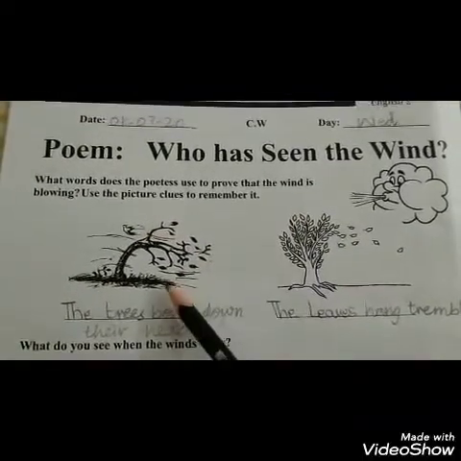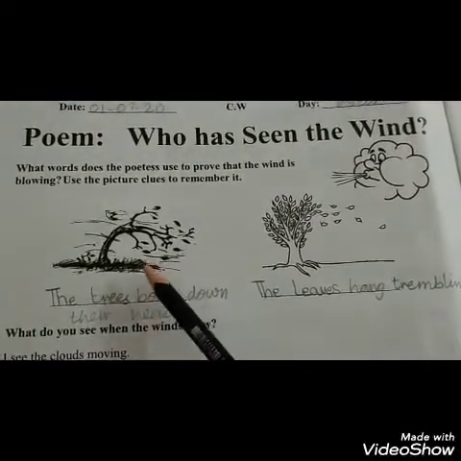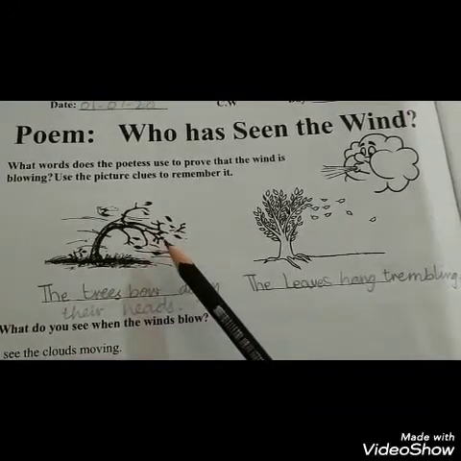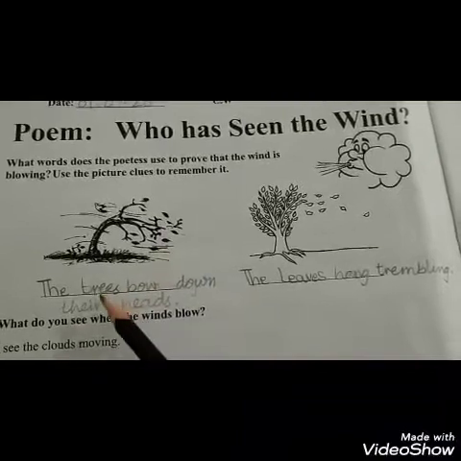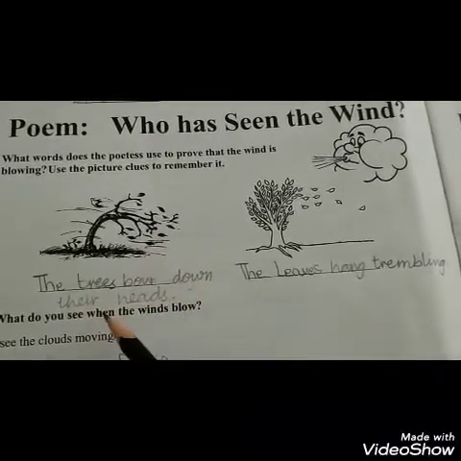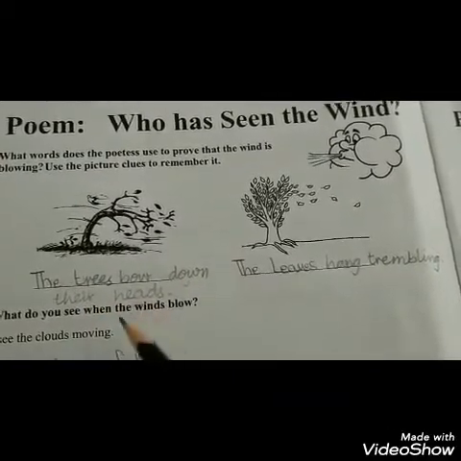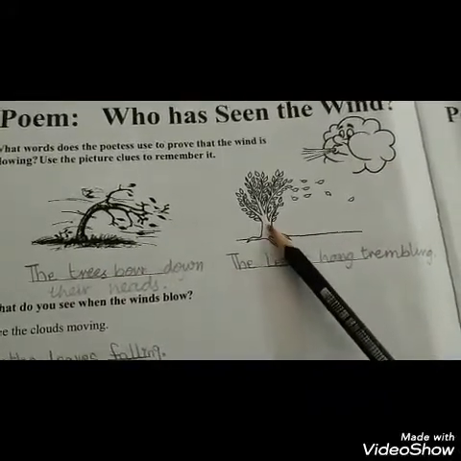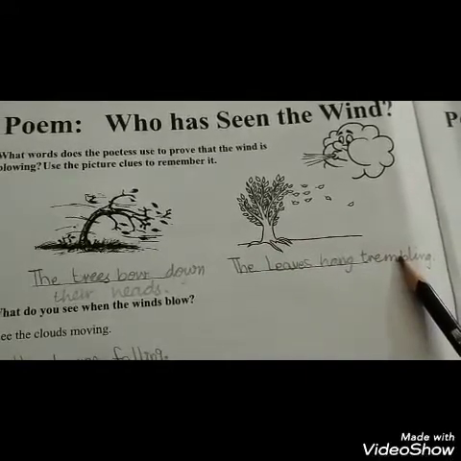You have to read this from your reader. You can see that the tree is bowing, the tree bows down its head. So the poetess used the words the trees bow down their heads. In the next picture, the leaves tremble. The leaves hang trembling are the words used by the poetess.